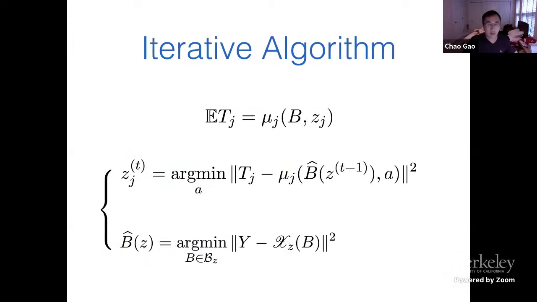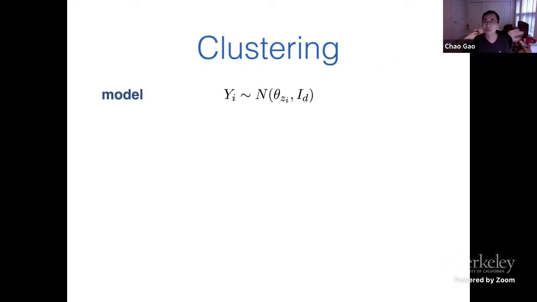All right, so let's work out a specific example. The first example we are going to do is to specialize this idea to the Gaussian mixture model. Okay, so we have the Gaussian mixture model. The ith data point is a d-dimensional Gaussian vector. The expectation is given by theta sub z_i. Here, z_i is the clustering label of the ith data point.